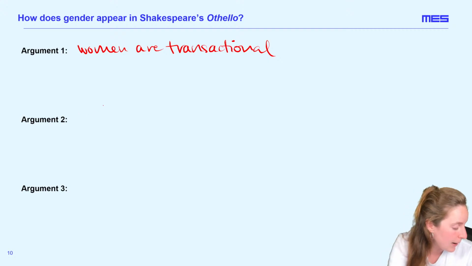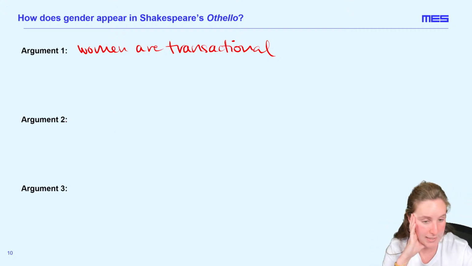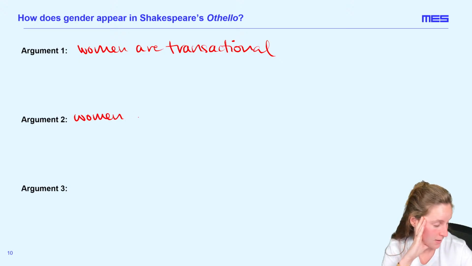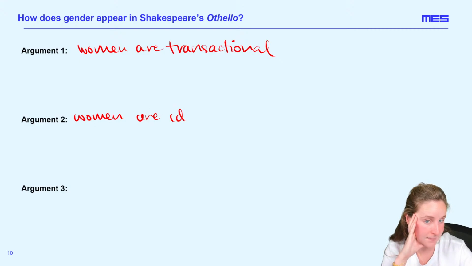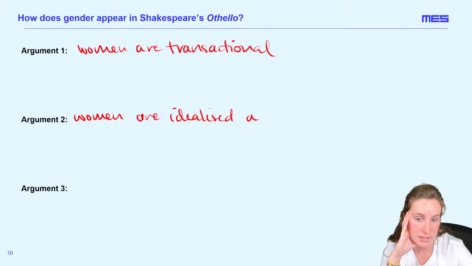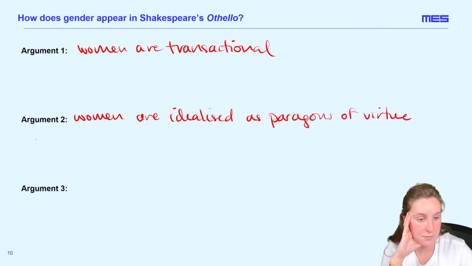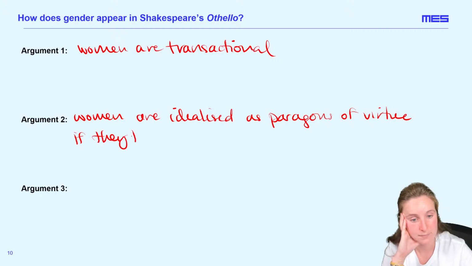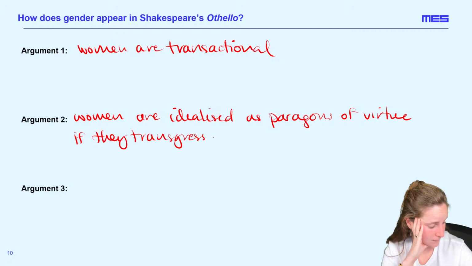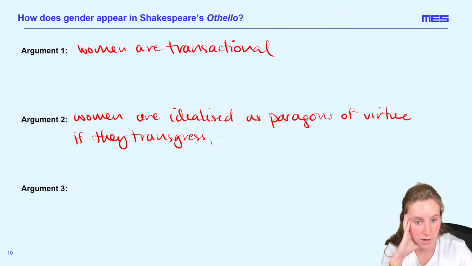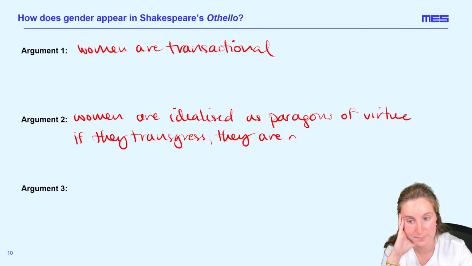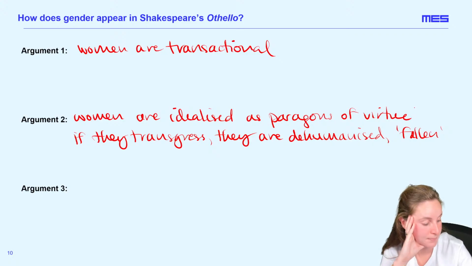Another idea we could think about is that women are idealized as paragons of virtue. But if they transgress they are dehumanized, etc. Or fallen, if we're thinking about that biblical language again.